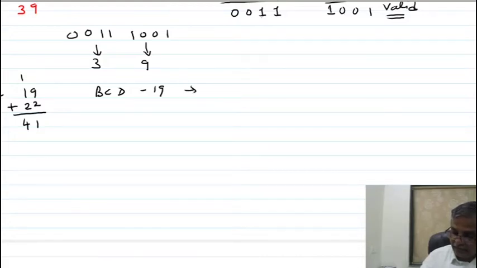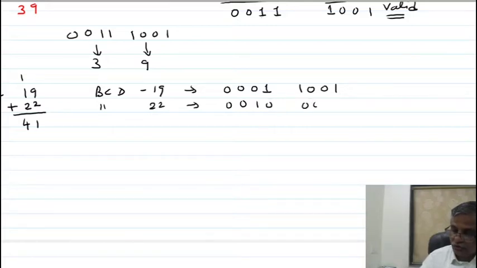For 19, I am writing 0, 0, 0, 1, 1, 0, 0, 1. For 22, I am writing the BCD code of decimal number 22: 0, 0, 1, 0, 0, 0, 1, 0. Let us do the addition of these two. I am writing here 1, 1, 0, 1.